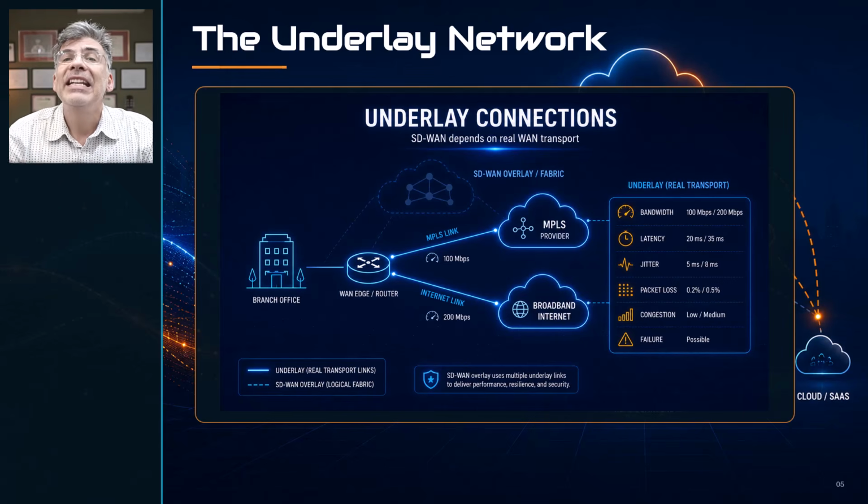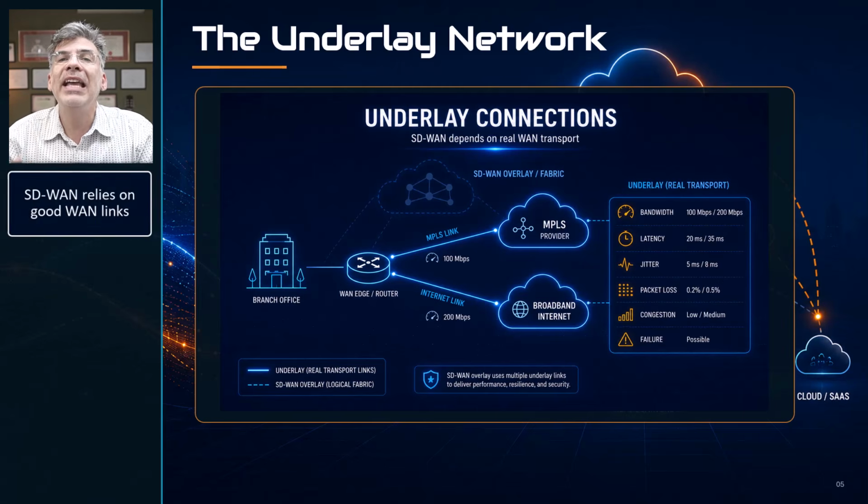And SD-WAN depends on them. And this concept, which I've repeated before in this series, is very important. SD-WAN needs good WAN connectivity because it leverages that connectivity that exists underneath.